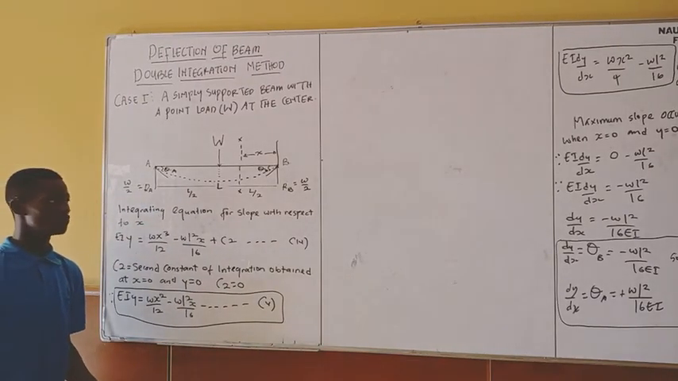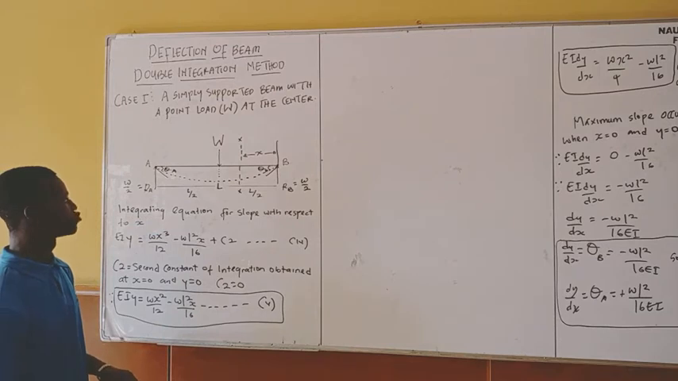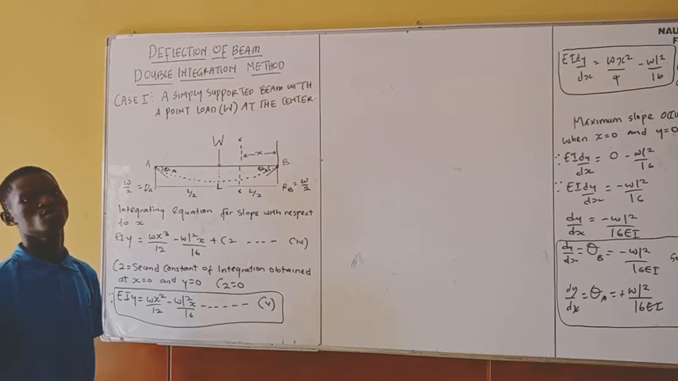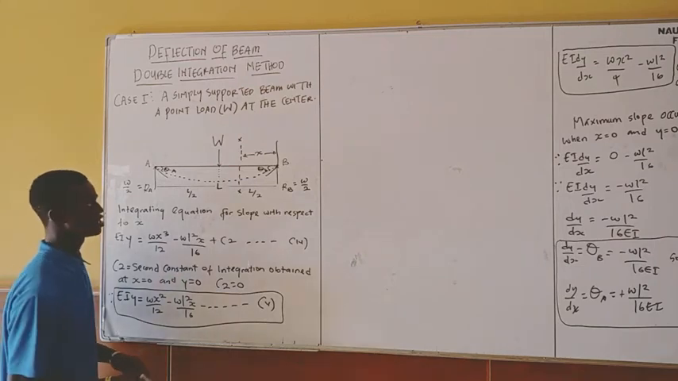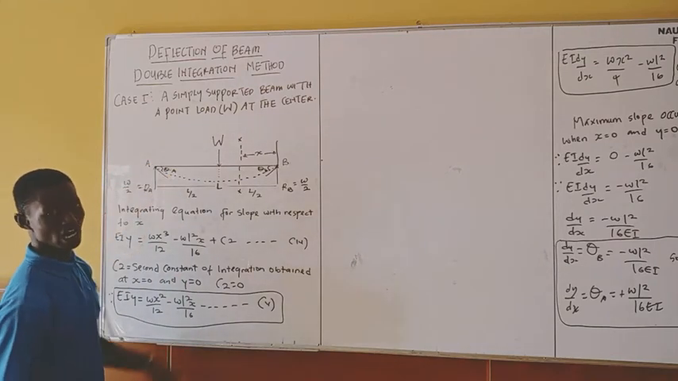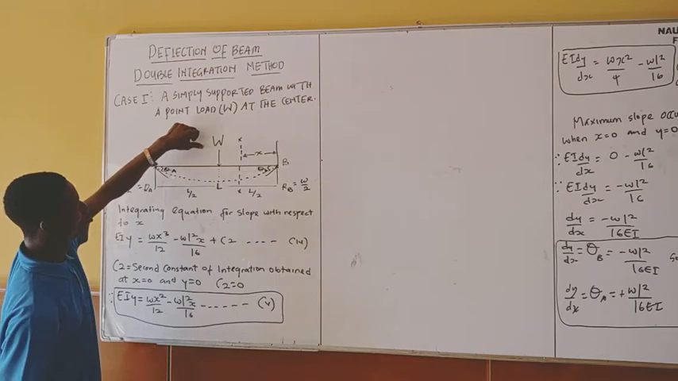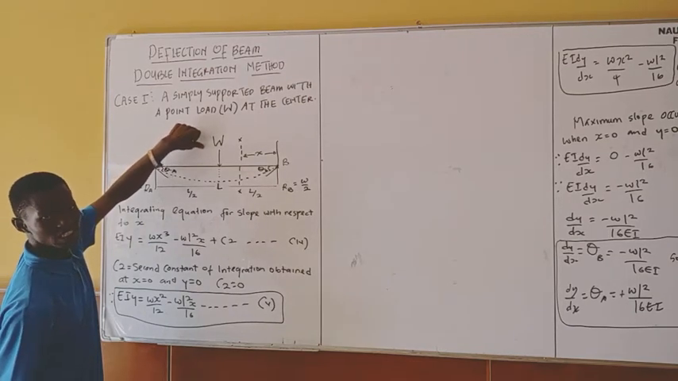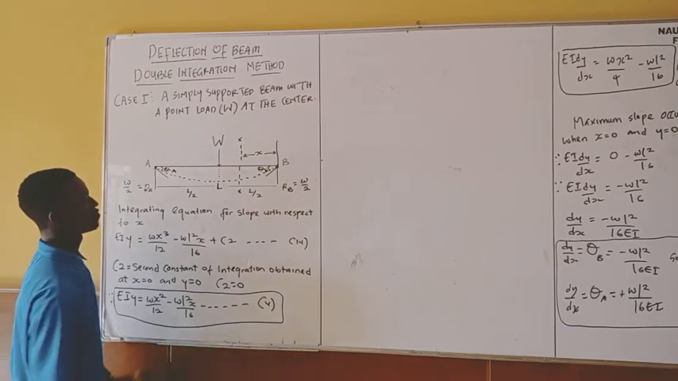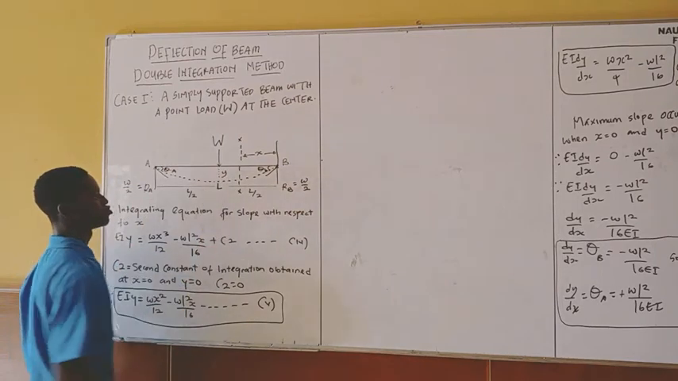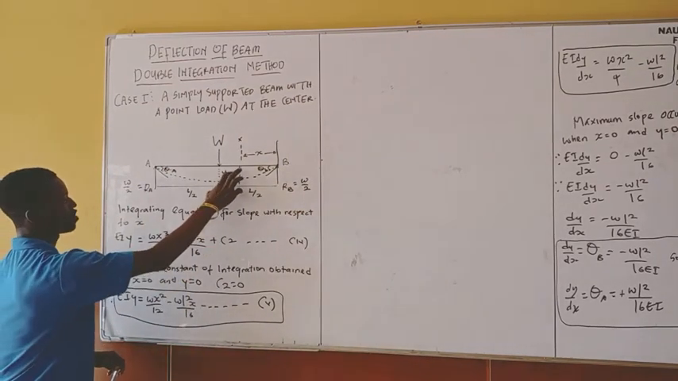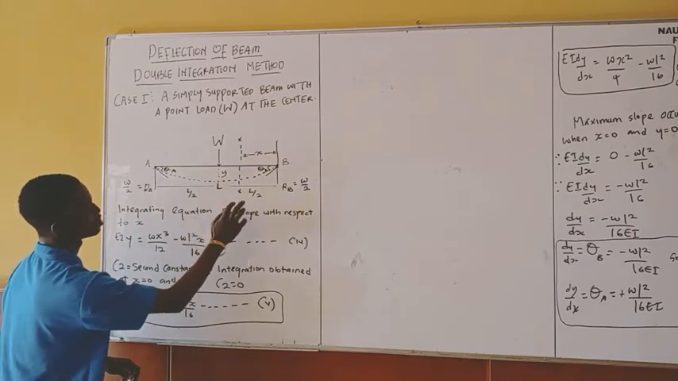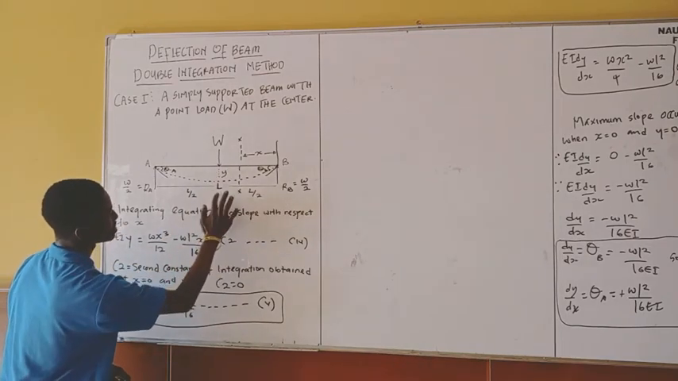So the next thing for me is to find where I am going to have my maximum deflection. If you look at this diagram very well, you can see that my maximum deflection is going to occur at the middle, because this is where the load is placed, and this is where the effect of the load is felt most. So at this point now, this is going to be my maximum deflection, when the section x is L over 2.